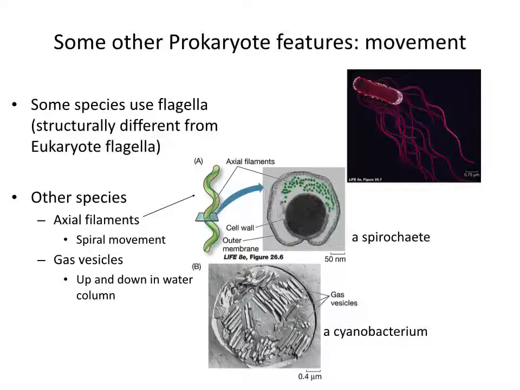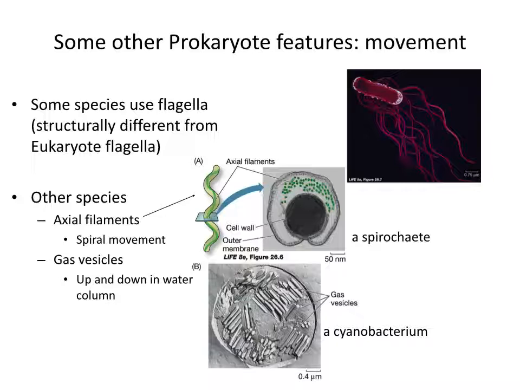So another very diverse feature of prokaryotes is how they move. So some species use flagella, and as we'll note later on, these are structurally different from the flagella that are present in eukaryotes. Flagella means whip. These are these whip-like structures, like in that purple cell to the right there. That's an E. coli cell, very well-known bacteria in our gut. It has flagella. The singular could be flagella or flagellum.